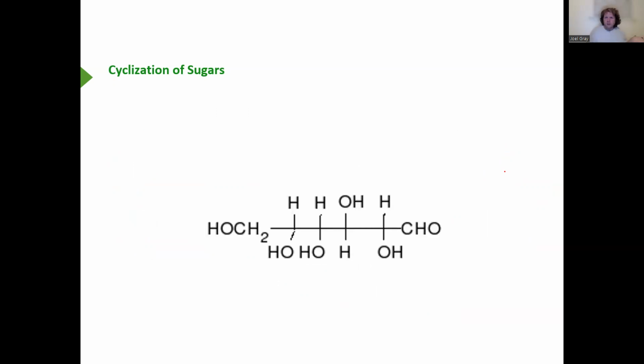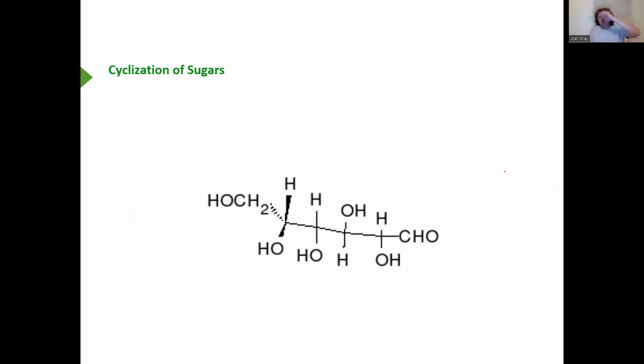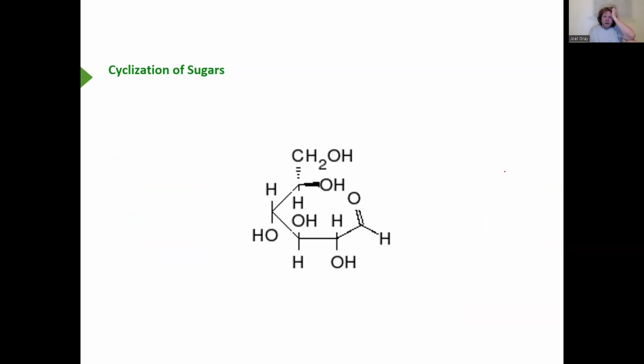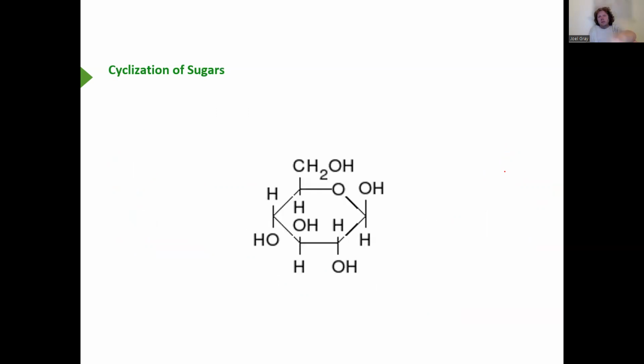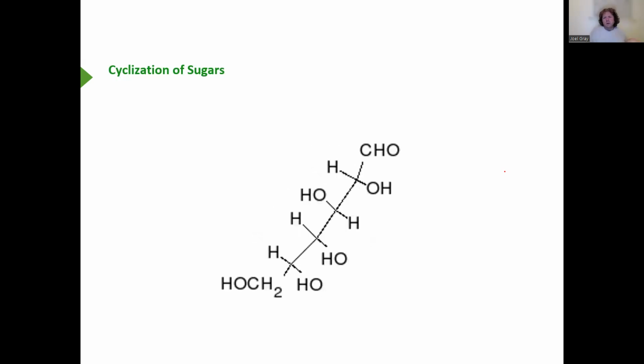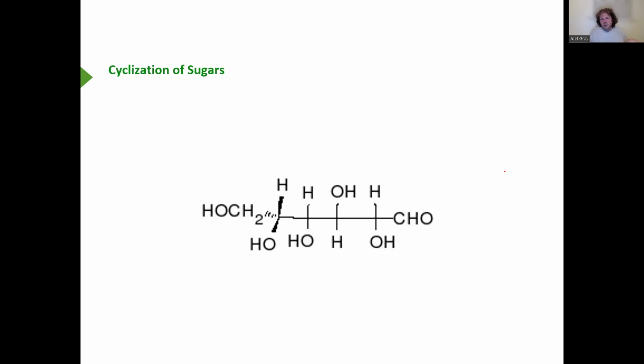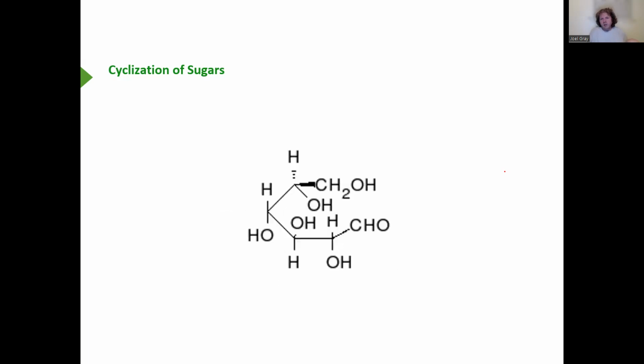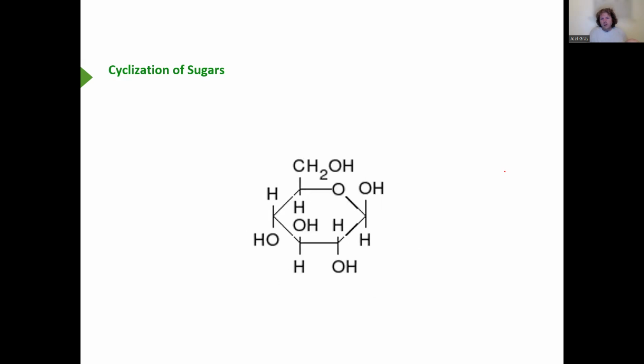sugar. We're tracking carbon number 1 on the right-hand side. CHO is carbon number 1. That's our double bonded oxygen. That ultimately becomes that hydroxide group. And it's the hydroxide group on carbon number 5 that is the oxygen that is found within our ring.